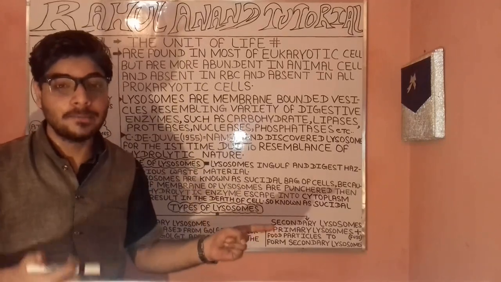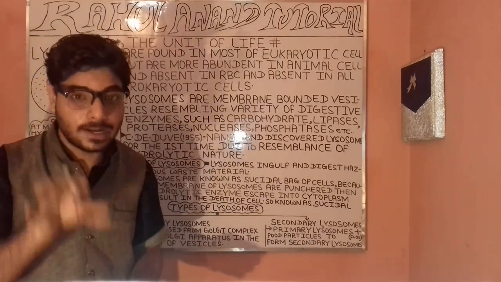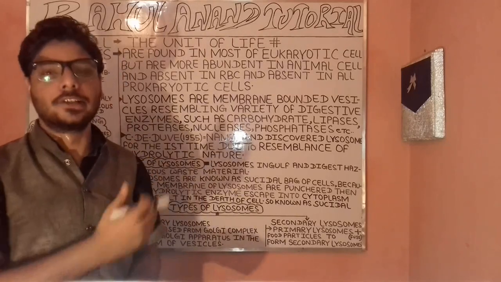And in the last you have the vesicles. So you have learned about the cisternae, then the tubules, then the vesicle. So what are vesicles?